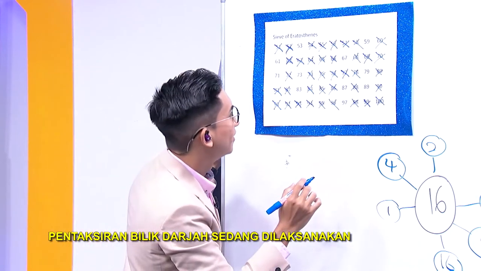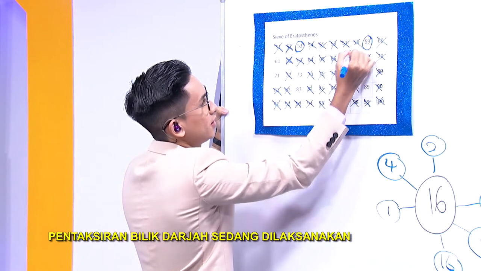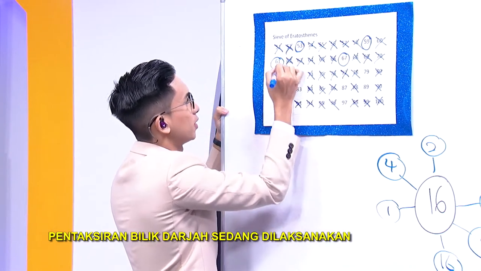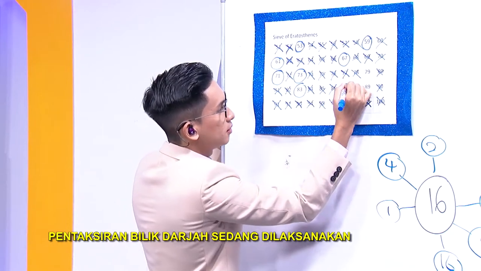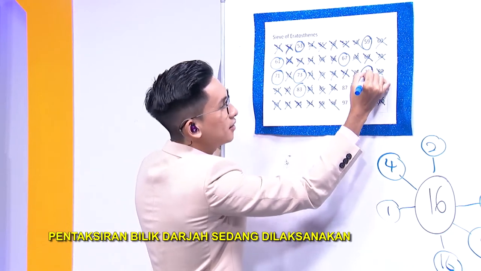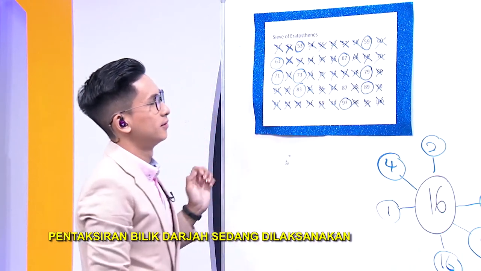Now you circle all the prime numbers. Okay, 53, 59, 67, 61, 71, 73, 83. Wow, very fast. 79, 89. I hope students out there can also do it as fast as our host today.